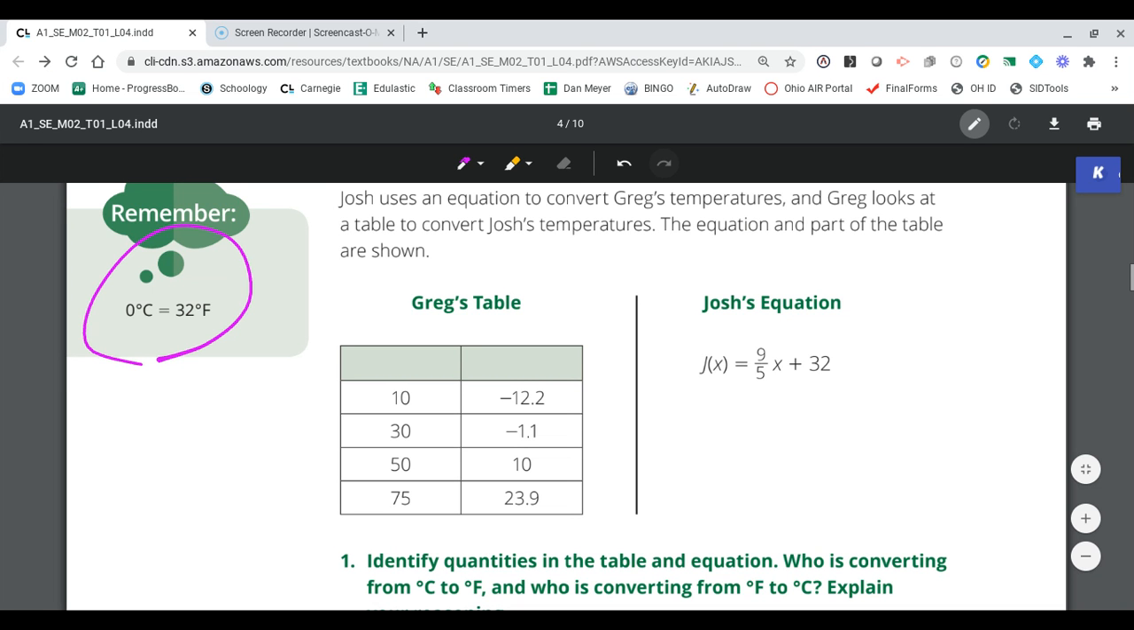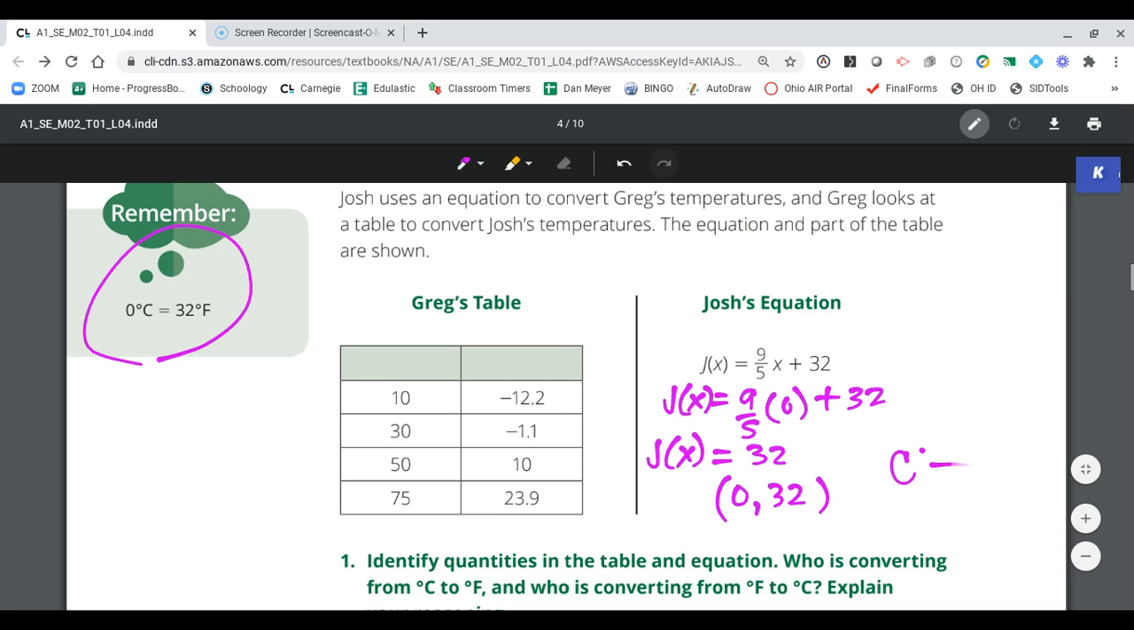So what if I plugged 0 in for x? So j of x equals 9/5 times 0 plus 32. So whether that 0 is Fahrenheit or Celsius, let's see what the output is. That ends up just being 32 on this side. So when I plug 0 in, I get 32. So it looks like we are going from Celsius to Fahrenheit with Josh's equation. So Josh must live in a country that uses Celsius.